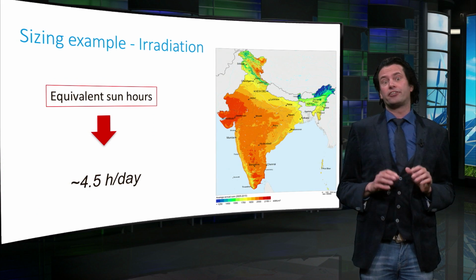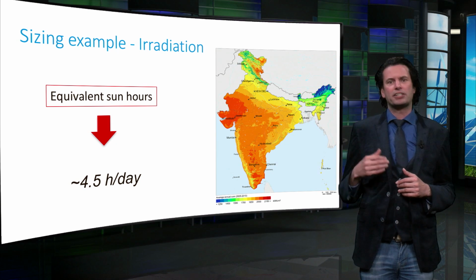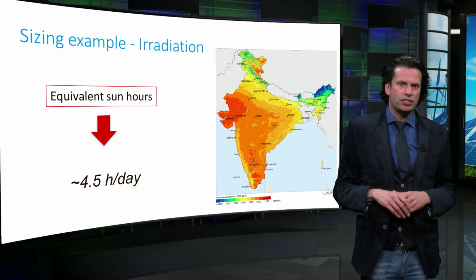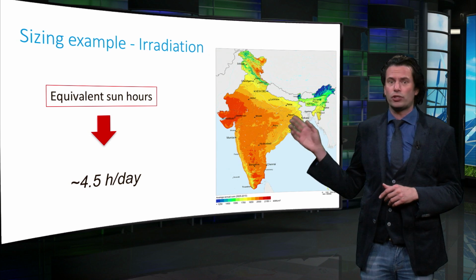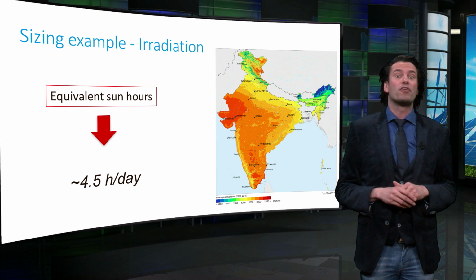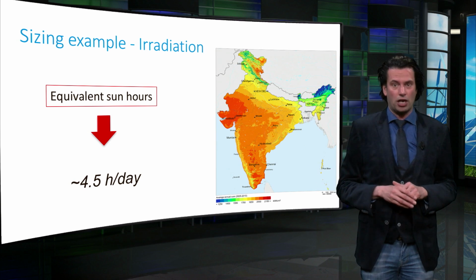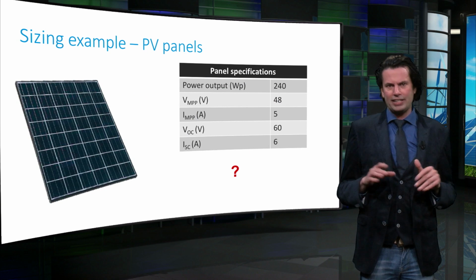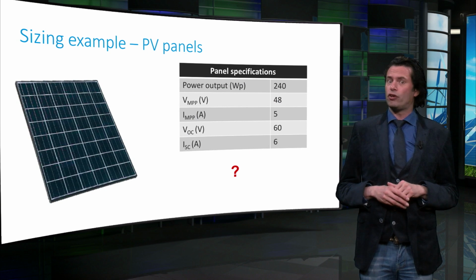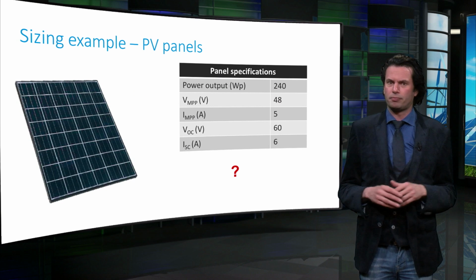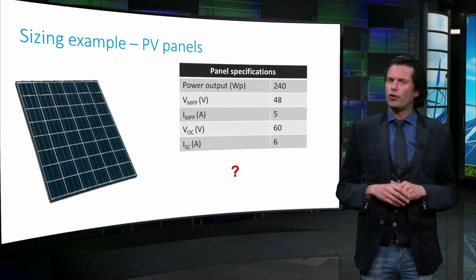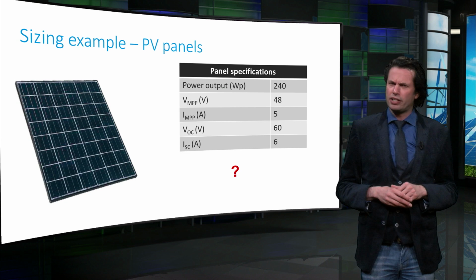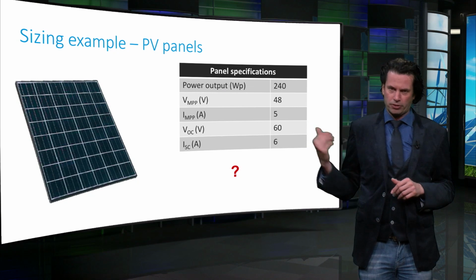Next, we consider the irradiance. Going by the same example as in the standalone system case, a location in India is considered with an average of 4.5 equivalent sun hours. Let's look at the electrical specification of an available PV module. It's a 240 watt-peak rated module with the given voltage and current parameters.